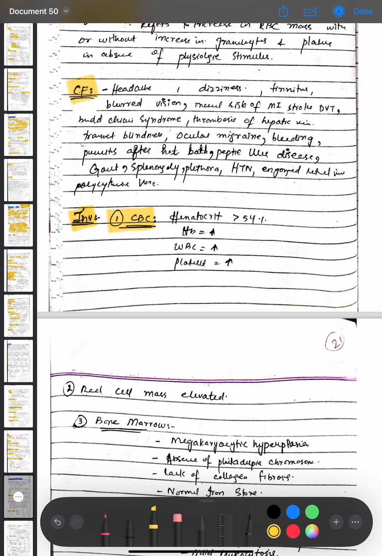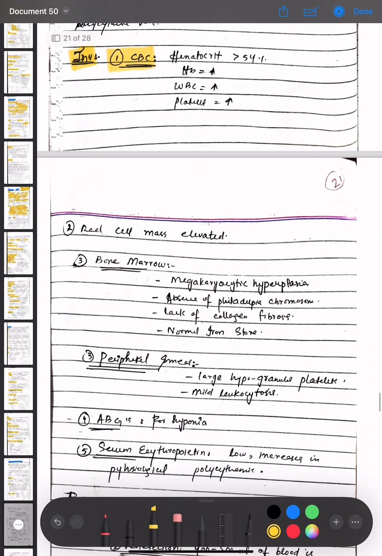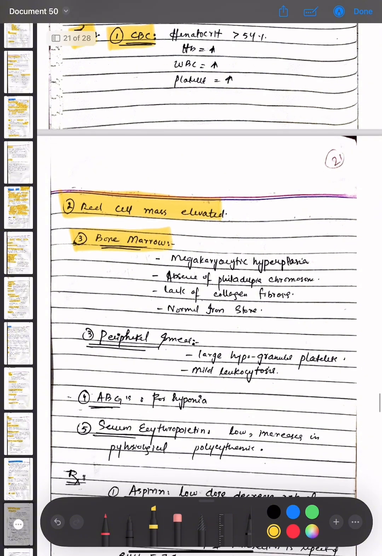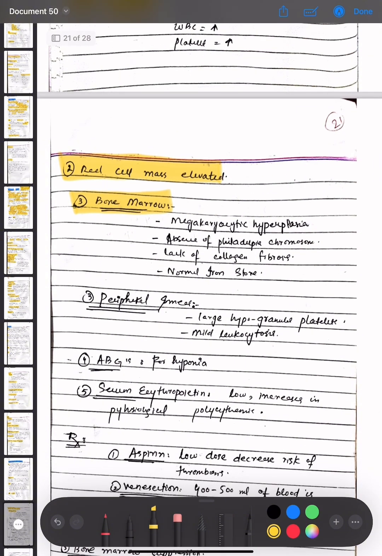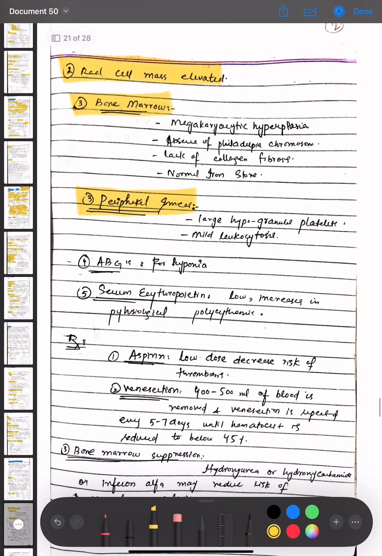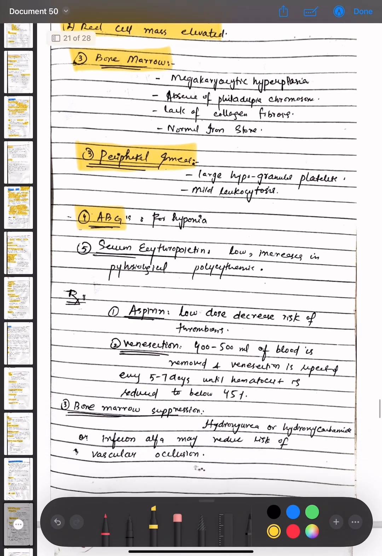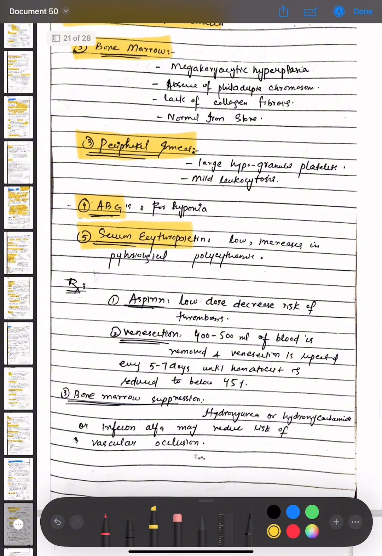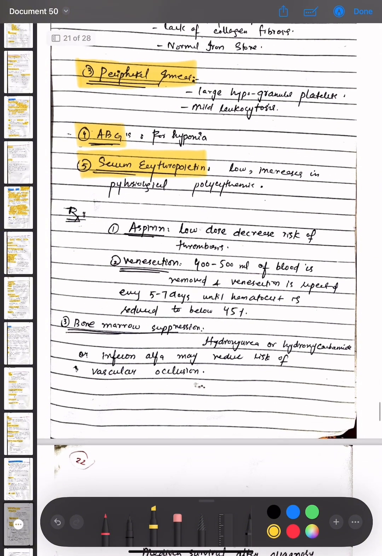The investigation options for polycythemia rubra vera are CBC, where hematocrit is greater than 54%, Hb is increased, WBC is increased, and platelets are increased. Red cell mass is elevated. Bone marrow shows megakaryocytic hyperplasia, absence of Philadelphia chromosome, lack of collagen fibrosis, and normal iron storage. The peripheral smear shows large hypogranular platelets and mild leukocytosis. ABG is done for hypoxia. Serum erythropoietin is done, which is low; it is increased in physiological polycythemia.